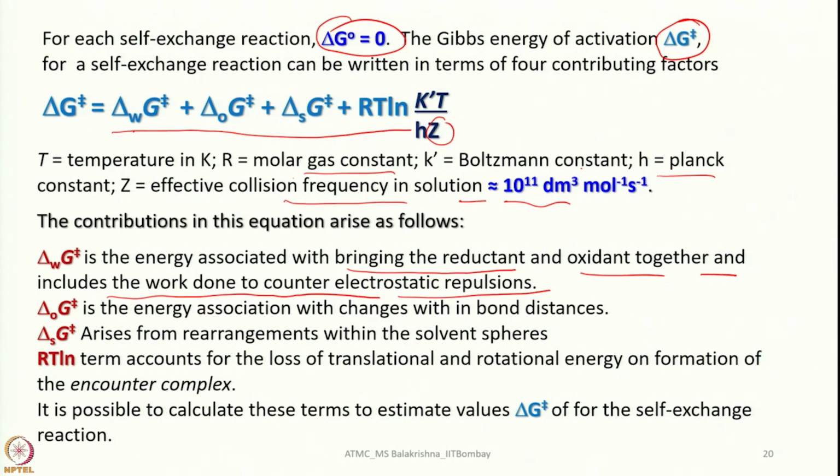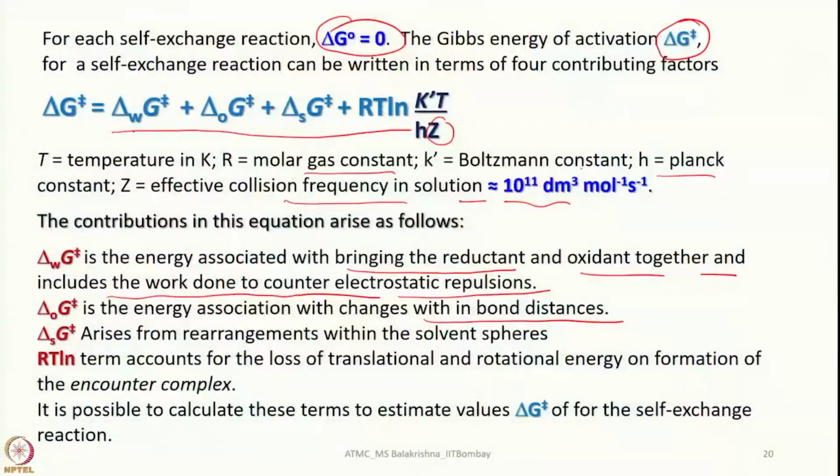This is also included in this one. Besides bringing these two species together in the solvent second coordination sphere, work is also done to counter the electrostatic repulsion that would try to keep these two ions away from each other. And ΔO_G‡ is the energy associated with changes in bond distances. The long bond distance in the high spin complex has to be shortened, and in the low spin complex it has to be elongated.